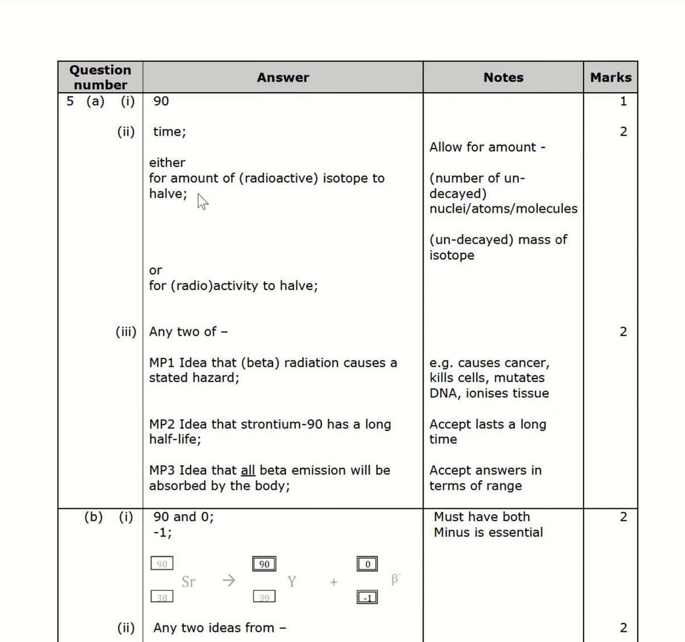Half of the radioactive isotopes decay, or the radioactivity falls to half, and the mass number is 90.